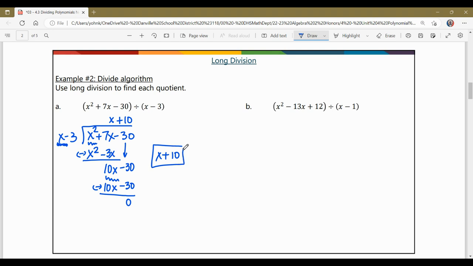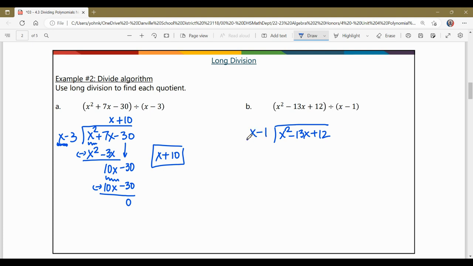So you can check your work. If you multiply x minus 3 and x plus 10 and double distribute, you should get x squared plus 7x minus 30 back again. All right, let's try another one. This time we have x squared minus 13x plus 12, and we're dividing by x minus 1.